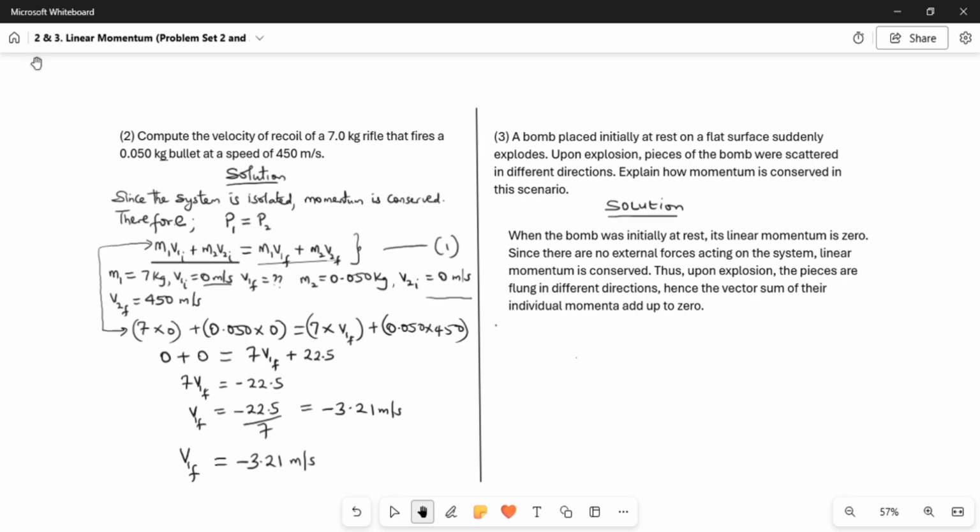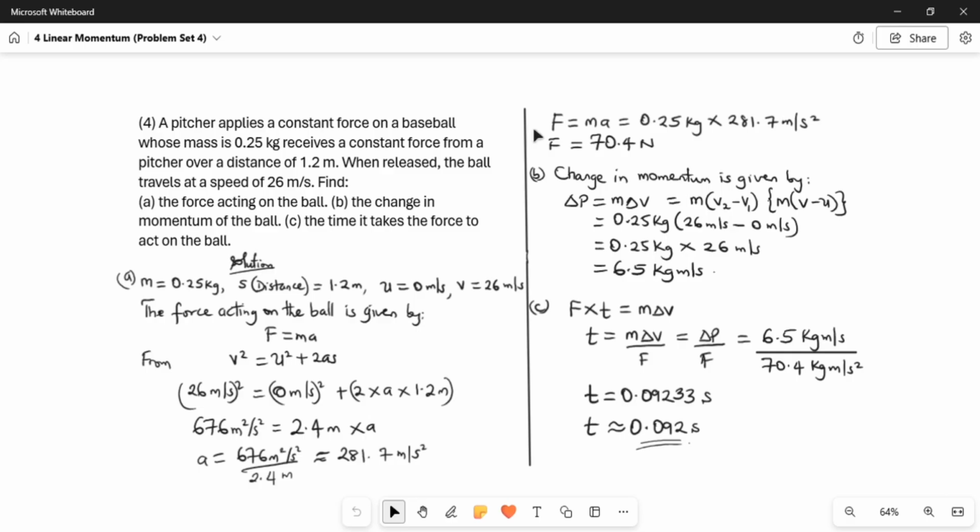And we take a last question. So here we have a pitcher who applies a constant force on a baseball. The mass of the baseball is 0.25 kg. And that ball receives a constant force from a pitcher over a distance of 1.2 meters. When released, the ball travels at a speed of 26 meters per second. So here we are to find the force acting on the ball, the change in momentum, and the time it takes the force to act on the ball.